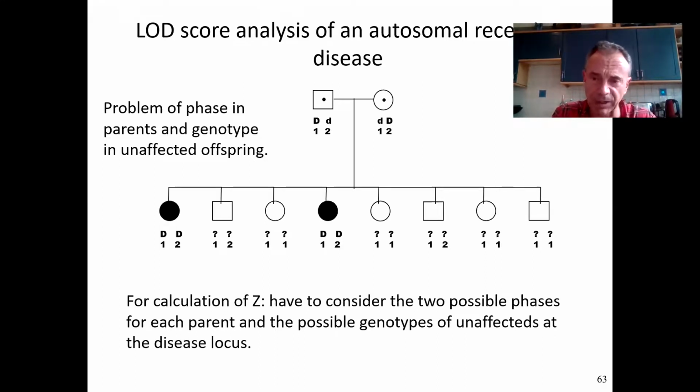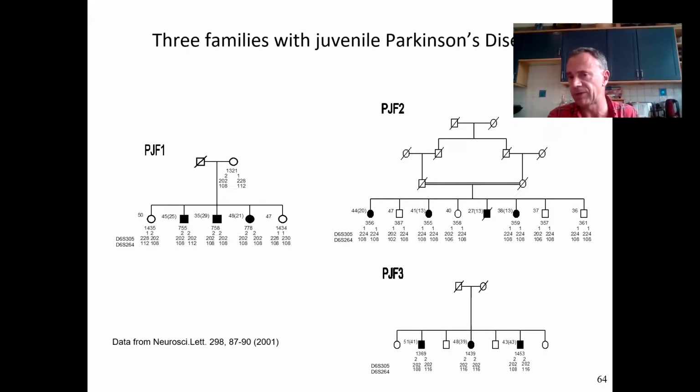And you have to think of the two possible phases, and then you could put into the likelihood calculation whatever the genotypes could be. But you can do it to an extent. So here is an autosomal recessive form of Parkinson's disease, which causes juvenile Parkinson's disease.